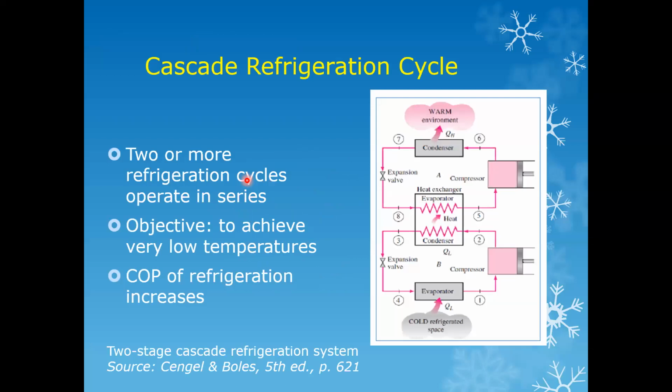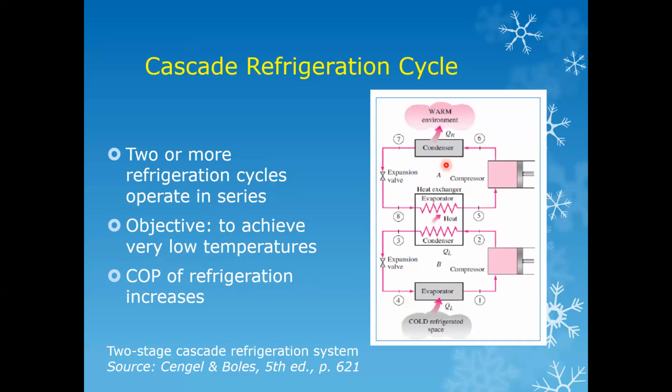Next, we have the cascade refrigeration cycle. Does this look familiar? It's just like our binary cycle in the previous lecture. The cascade refrigeration cycle is two or more refrigeration cycles operated in series. We do that because we want to achieve very low temperatures, thus increasing the COP of the refrigeration.